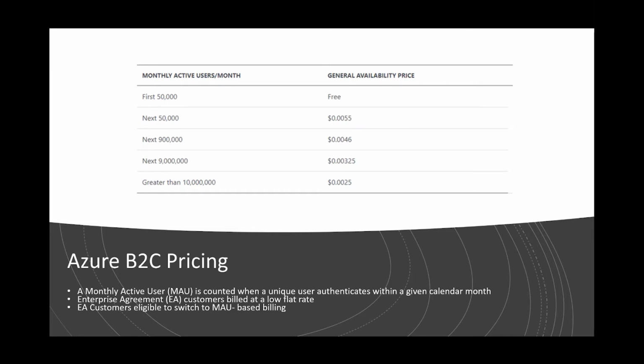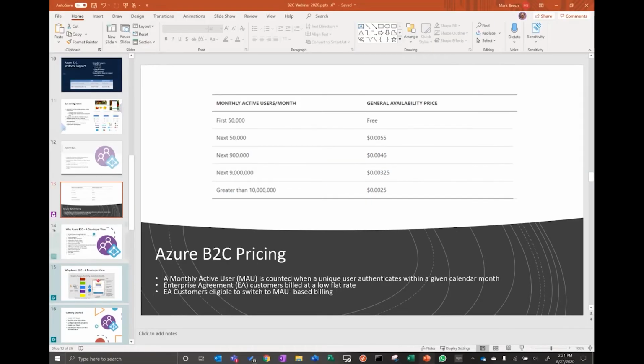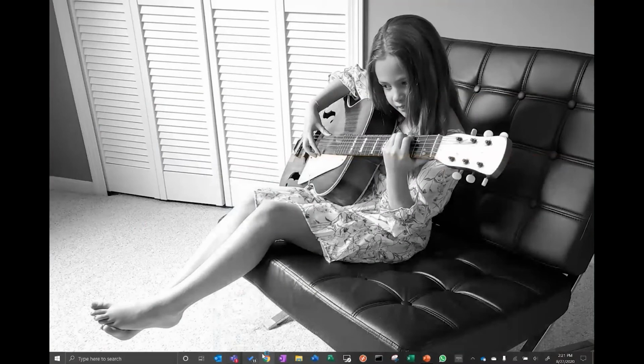If you're an EA customer, they use a slightly different model out of the box. It's kind of just one flat fee. It's not tiered, but you can switch to the monthly active user tiered model. I believe the free tier remains the same, and the other ones are just reducing cost. So let's have a quick look at this thing in action.